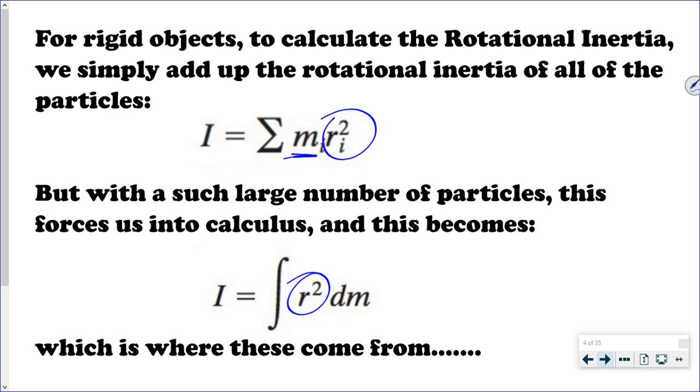So it's r squared times the mass accumulated at that radius, okay? And then you integrate it. So an integral is kind of like an infinite summation.